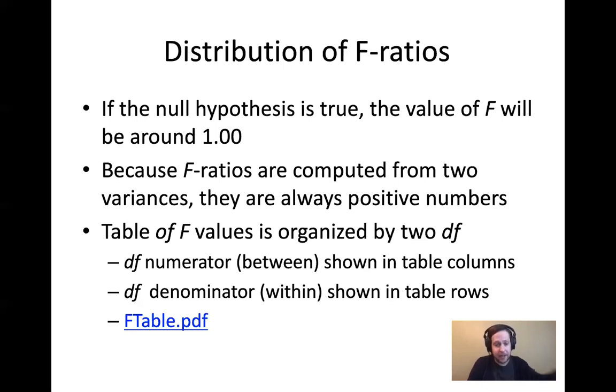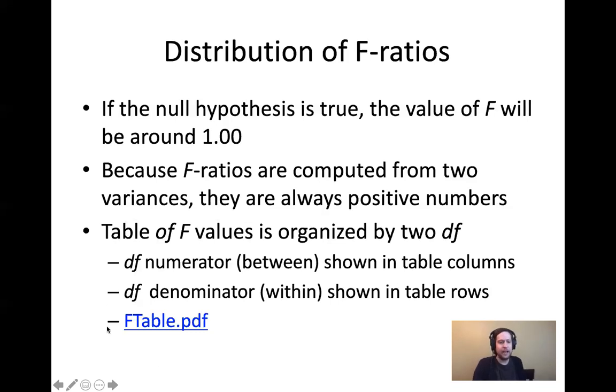Remember, for Z and T, we had to deal with the left side of the tail where the numbers could be negative. That's not the case for F. There's only one tail for F, and it's always the positive side of the tail, which actually makes things a little easier. F is more complicated in most ways, but one of the nice things is F is always positive. You never have to worry about the negative side of the tail. And yeah, we'll talk about the F table next time.